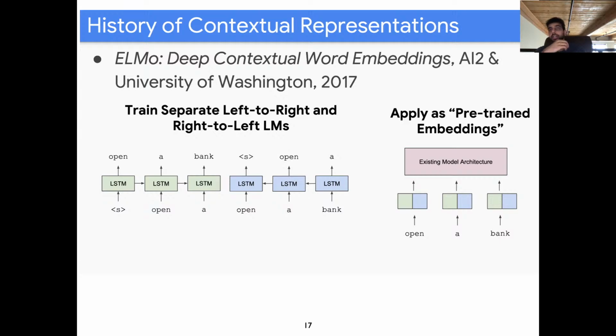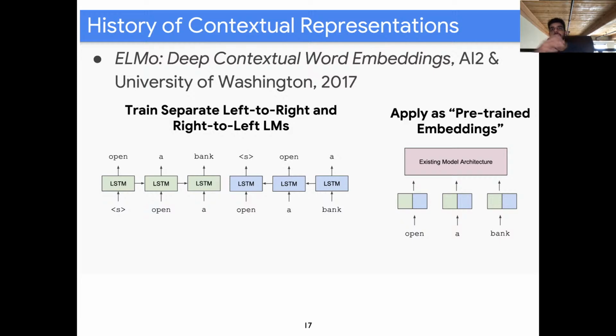So in ELMo, we actually had two language models. We had one that was trained left to right, which is the standard one. You see an example here of "open a bank." Given the start of sequence token, I'm predicting "open." Given "open," I'm predicting the next word. This is just what we've seen before. But we also train a reverse language model. In this case, I'm starting from the last token of the sequence, and I'm trying to predict the words backwards, essentially.